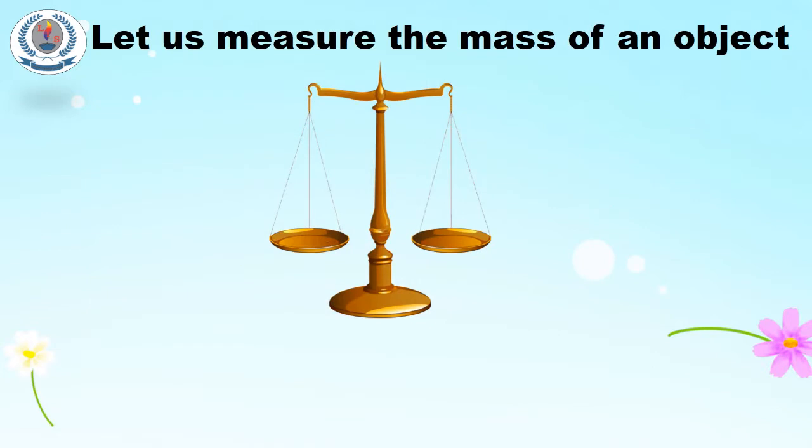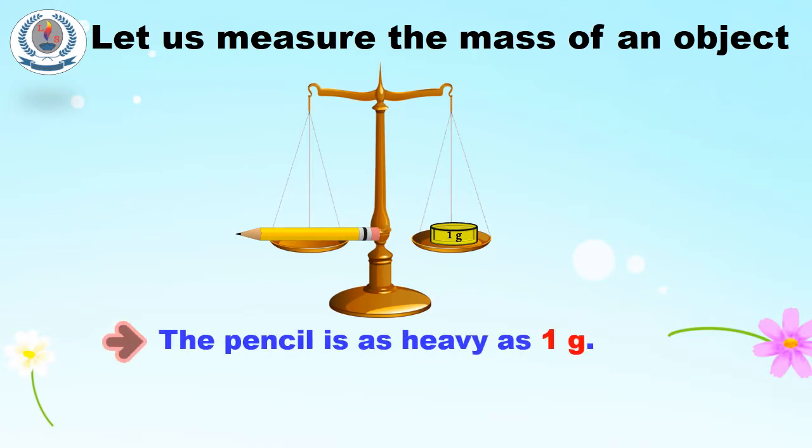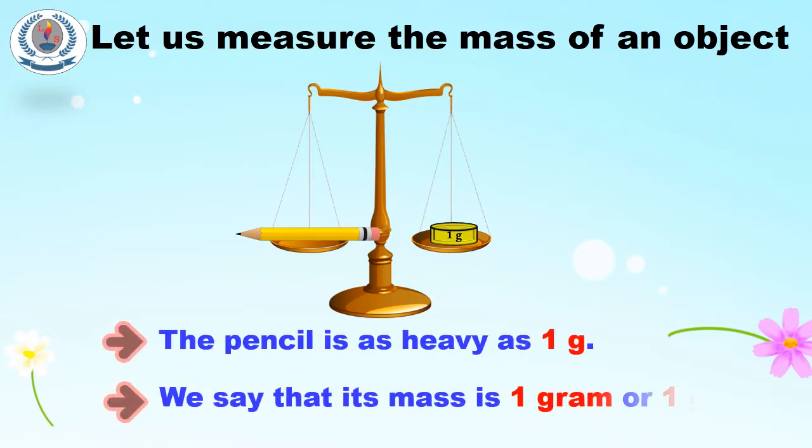Let's measure the mass of an object. On the left side of the scale, I keep a pencil and I keep a mass of 1 gram on the other side to balance the scale. Now you can see the scale is balanced. So the pencil is as heavy as 1 gram. We say that its mass is 1 gram.